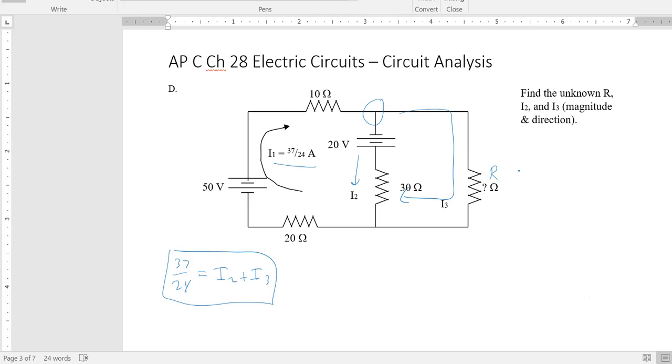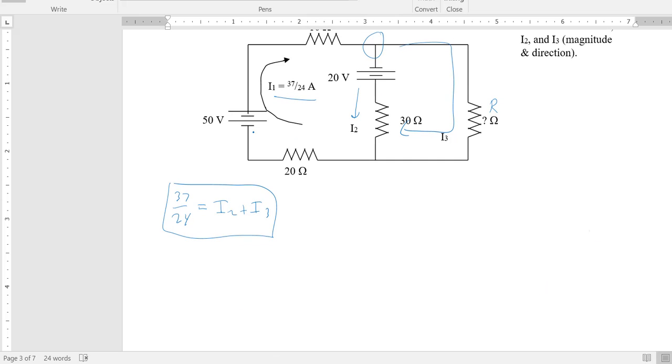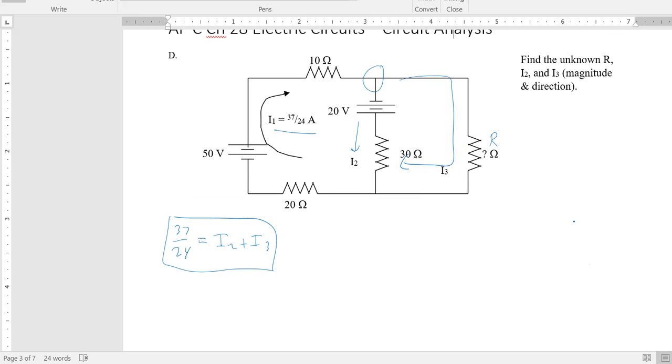For equations 2 and 3, I'm going to use Kirchhoff's loop rule. You can pick any loop you want. We have a left loop, a right loop, and an outer loop. As long as you pick two loops that together cover every part of the circuit. So I'll start here, and I'll do the left loop.